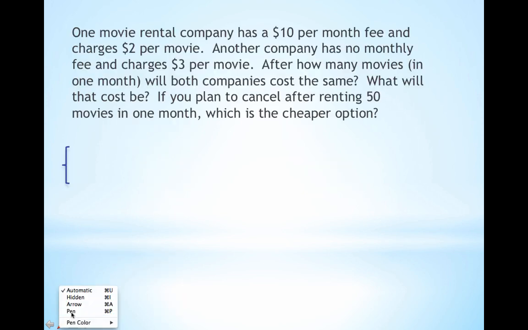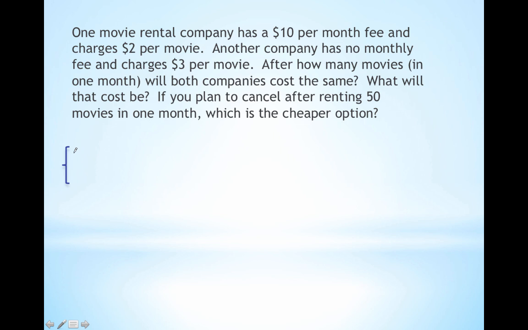All right, so a real world application. And actually this really can happen. So let's take a look and compare two movie rental companies. I've got one with a $10 per month fee and a charge of $2 per movie. The other one has no monthly fee but charges $3 per movie. So notice I have no equations. I'm going to have to set these up by myself.